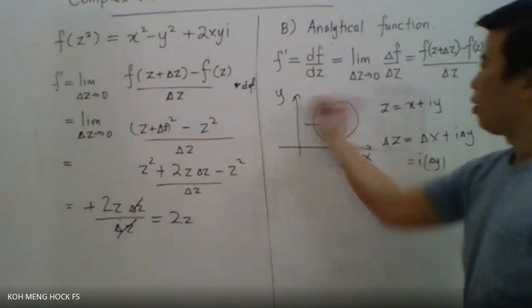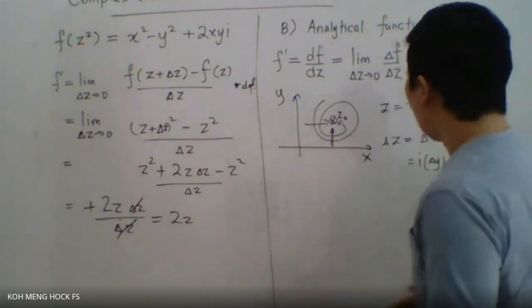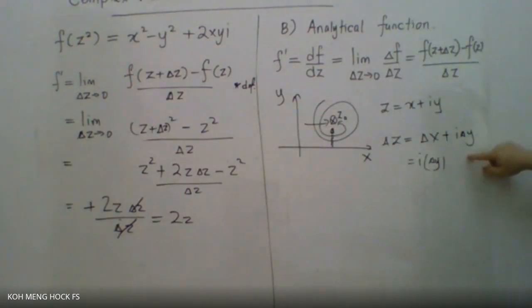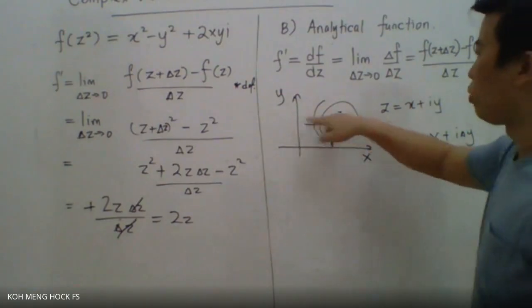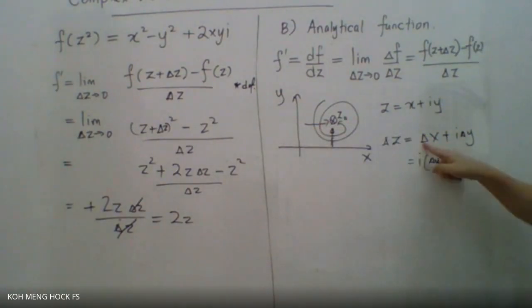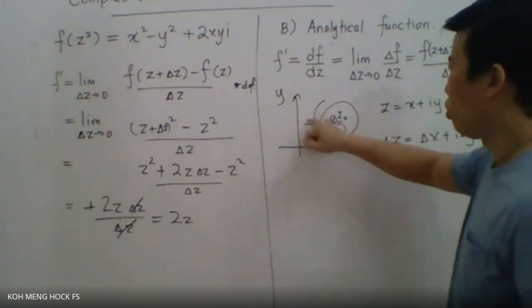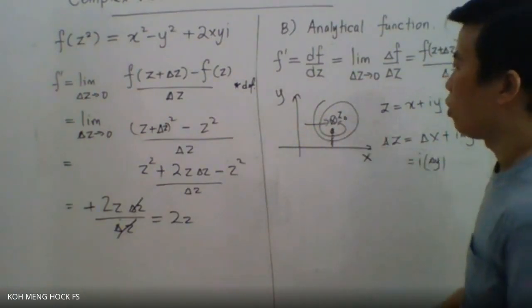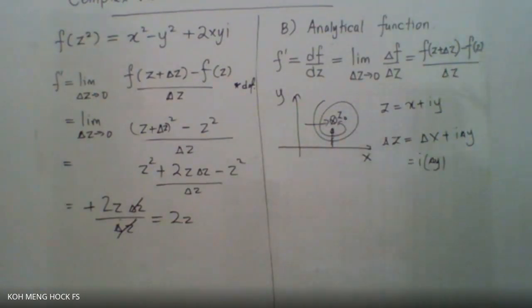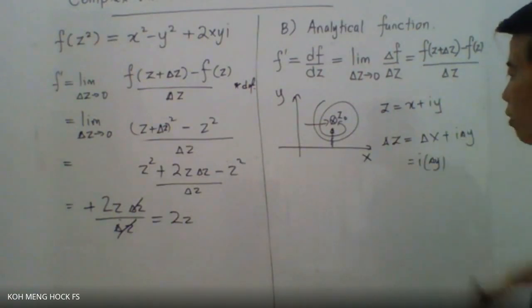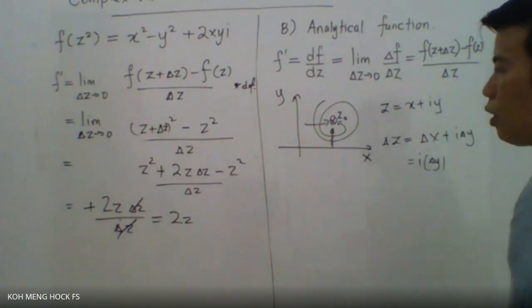If you want to go this way, delta y equals 0, because there is no change in y. And then you have delta x. Delta x will slowly increase, and then finally they reach this one. So the whole point is, the function is analytical if the derivative around this point is the same.